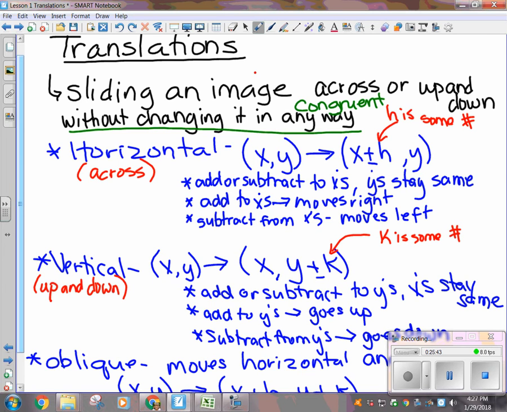Horizontal means I'm moving it across. So I'm actually talking about x plus or minus h. Now, what in the world is h? h is simply some number. I might want to move my picture on my screen 5 units to the right. Someone next to me might want to move their picture on their screen 5 units to the left. So you could add a number or you could subtract a number, and h is simply referring to some number. Y's stay the same. If we add or subtract to the x's, y's stay the same. If we add, it moves to the right. If we subtract, it moves to the left. Those are just some general things.